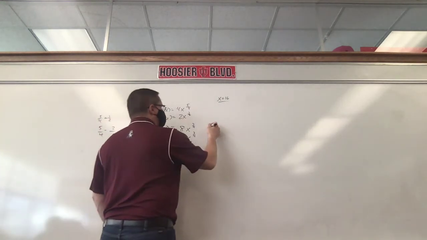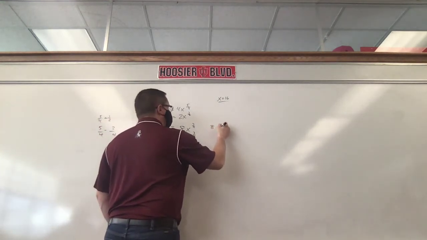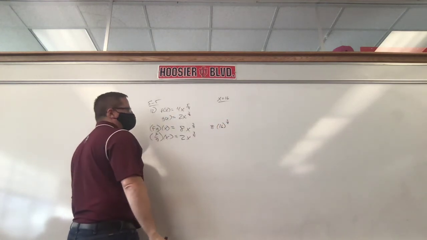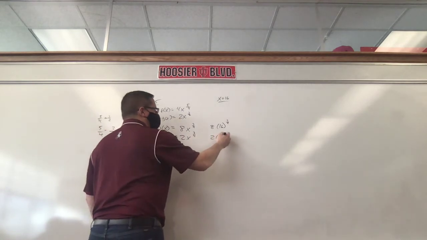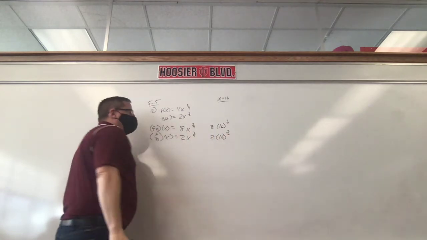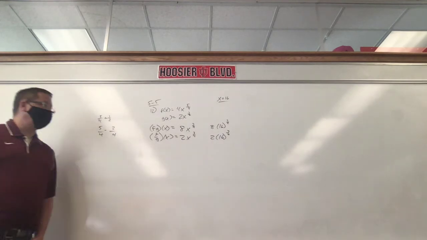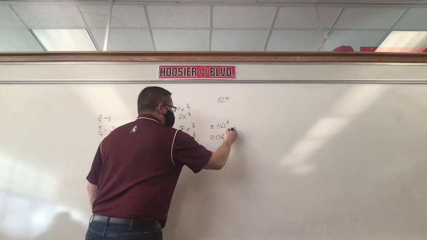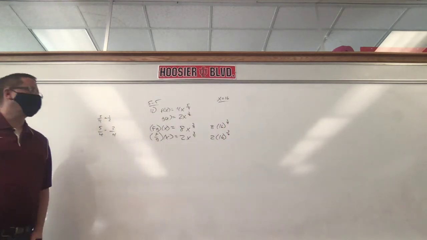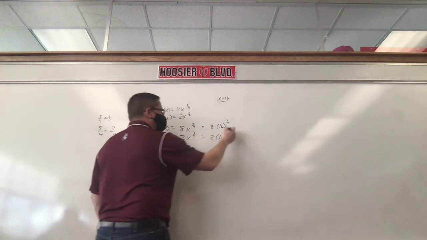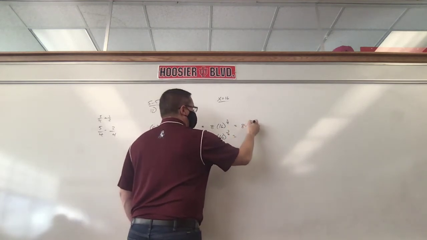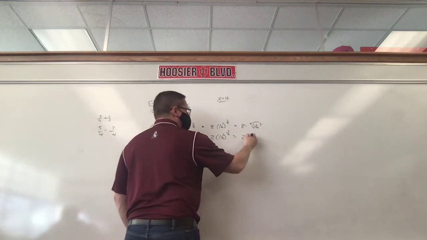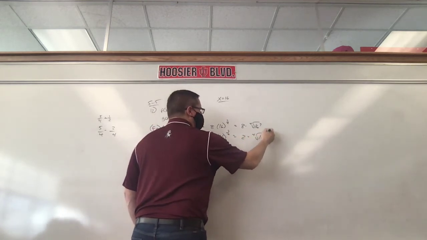So 8 times 16 to the 7/4 power. I'm going to do these at the same time. This one is 2 times 16 to the 3/4 power. I don't know what 16 to the 7/4 power is, and I don't know what 16 to the 3/4 power is. So let's rewrite them both. 8 times the 4th root of 16 to the 7th. 2 times the 4th root of 16 to the 3rd.